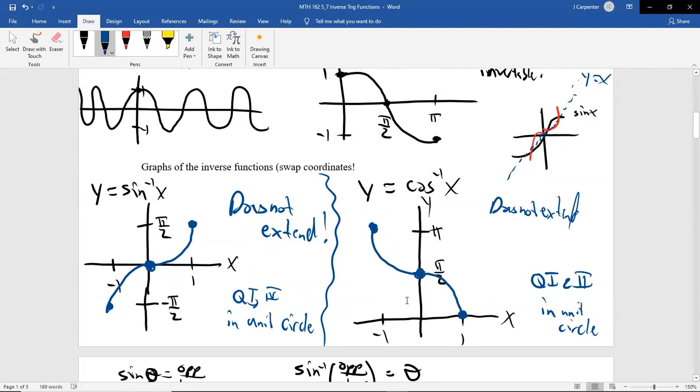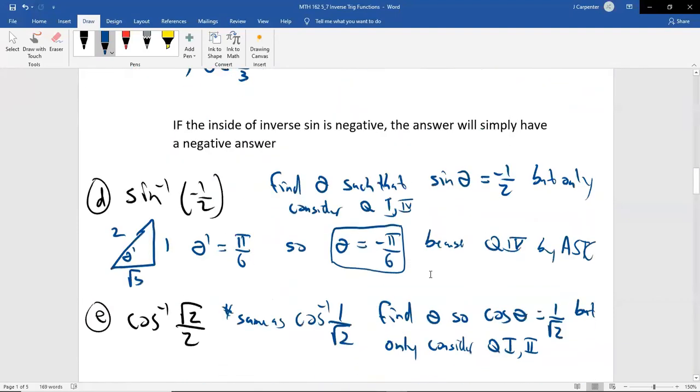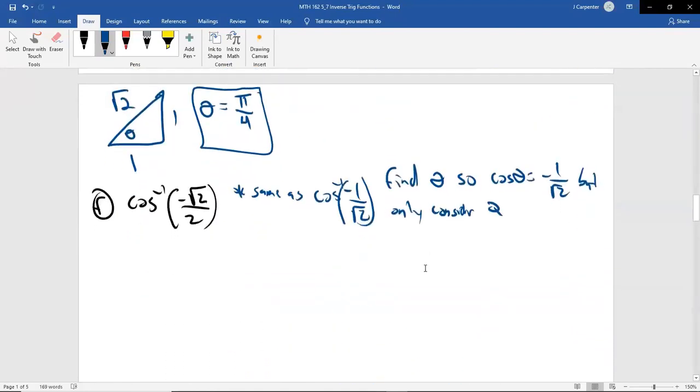The only way you could use quadrant 3 is if you were going in quadrants 4 and 3, which you would never ever do. You always want to use quadrant 1 and then whatever is next to it. So quadrant 4 is next to it, quadrant 2 is next to it. So it's one of those. Don't ever put it in quadrant 3 for inverse trig functions.